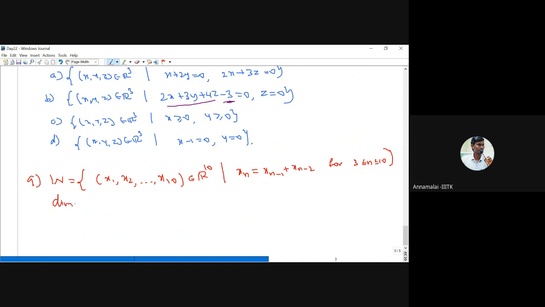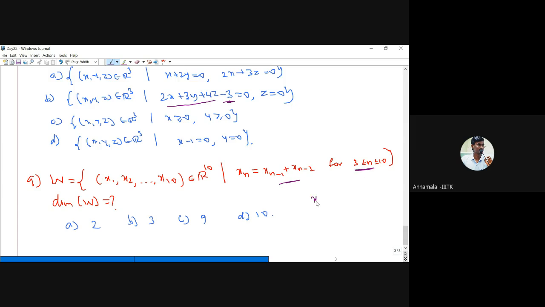So the dimension of W equals, the first option is 2, second option is 3, third option is 9, and the fourth option is 10. So we have 10 unknowns, x1, x2, ..., x10. Using this condition, we have to reduce the unknowns. Now, this condition holds only for n values taken from 3 to 10.